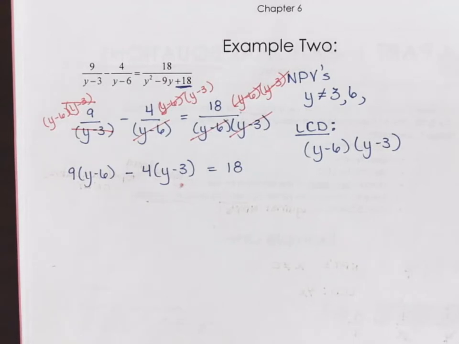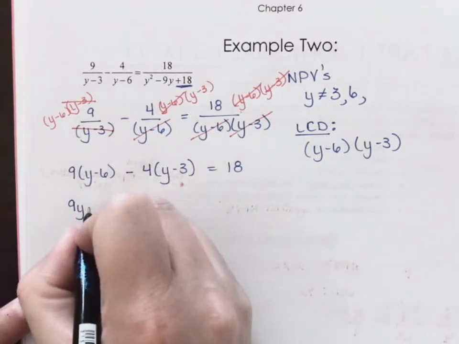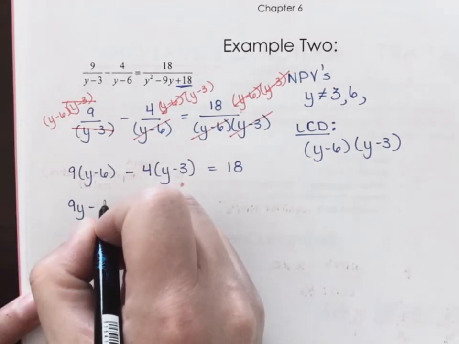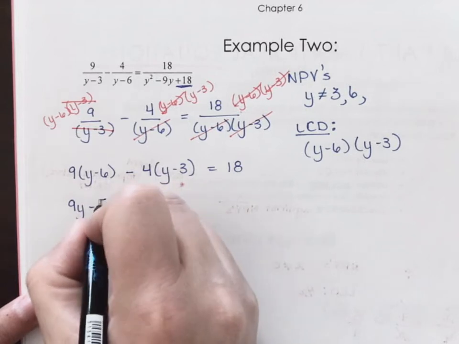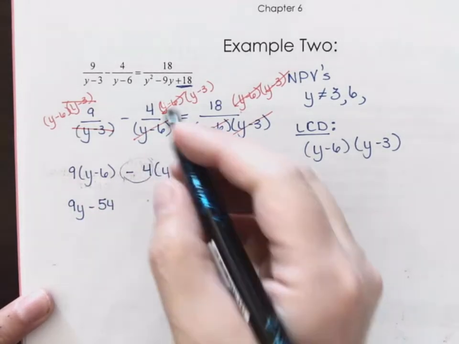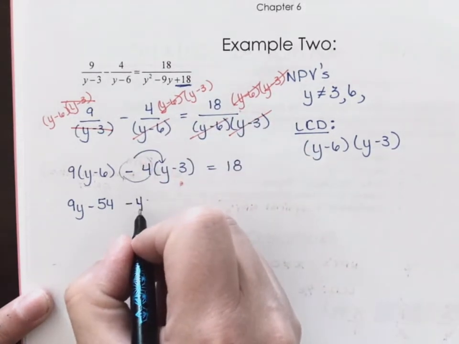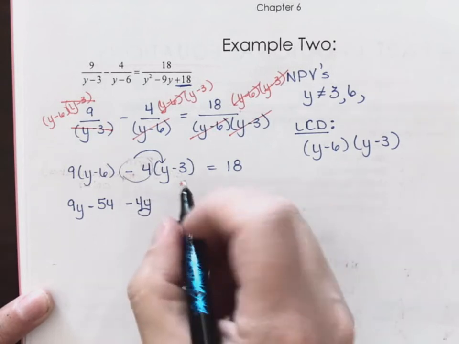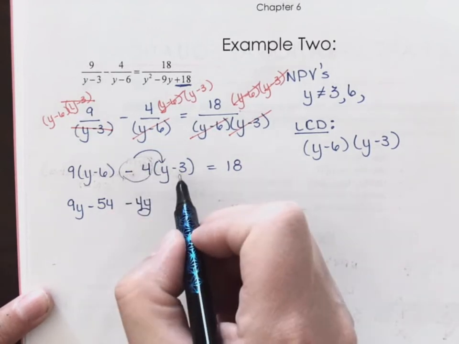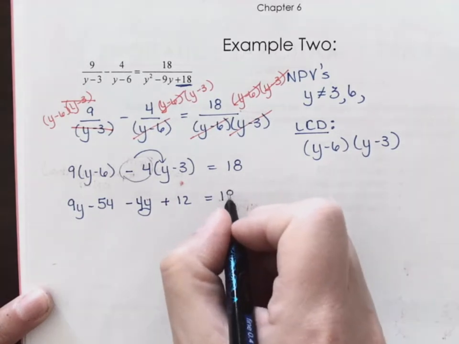Okay. So now what do I do? I do the leapfrog. I multiply through. So I have 9y minus 54. Thanks, guys. My multiplying sucks today. So I'm going to treat this like a negative 4, and I'm going to leapfrog it in. So now I got minus 4y. Oh, I wrote a 4 and then kind of a y. And then minus 4 times negative 3 is going to give me a positive 12 equals 18.